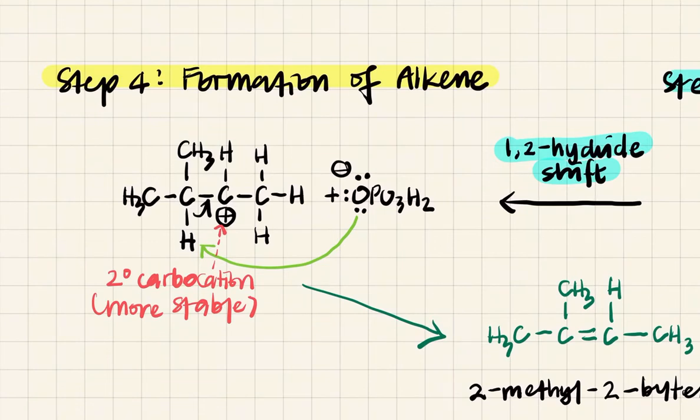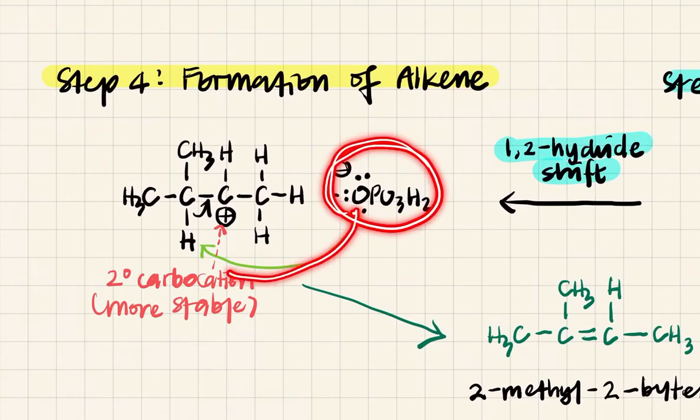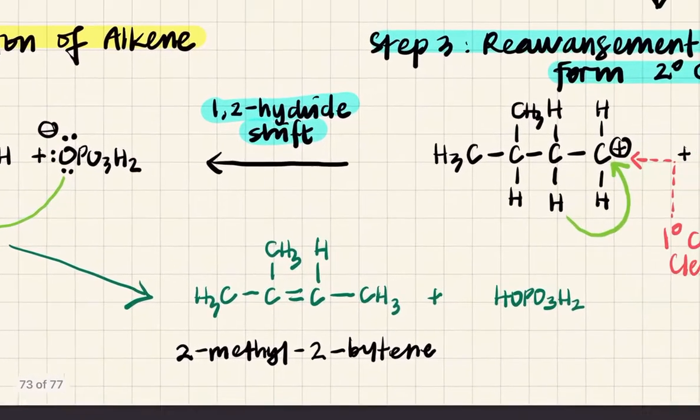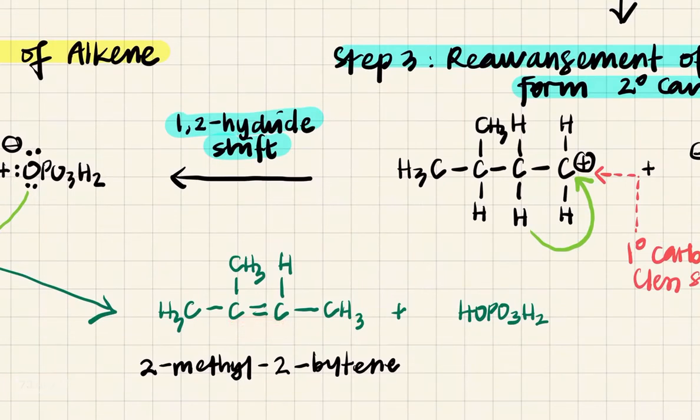Alright, so now kita akan sambung macam biasa, formation of alkene. So in order to form alkene between your carbon number 2 and 3, we will need electrons here. So we are going to use this nucleophile. This lone pair will capture the hydrogen and these bonding pair electrons will go here between these carbons, and then we will form our alkene. We form our alkene and we reform our phosphoric acid, right?